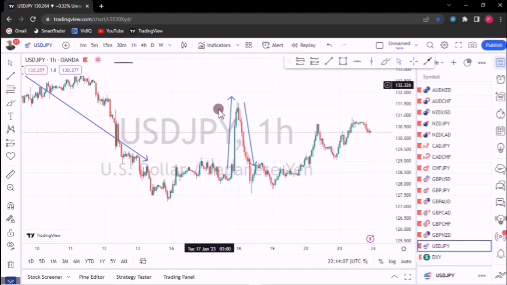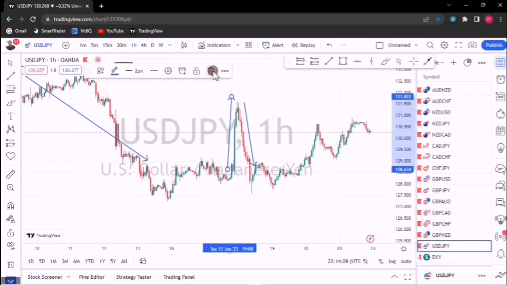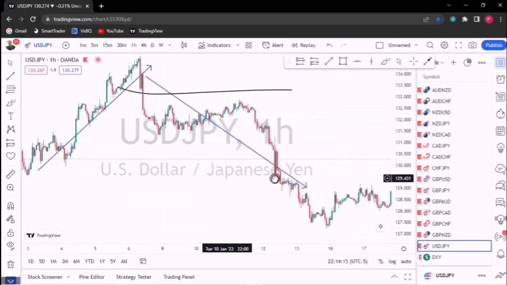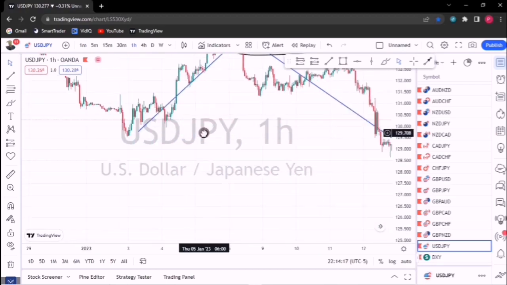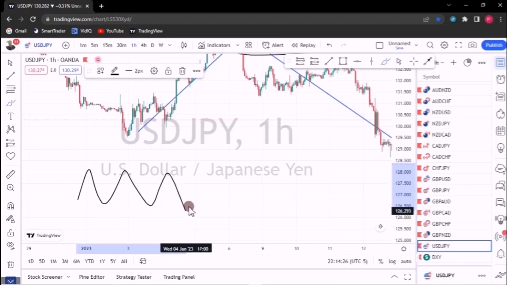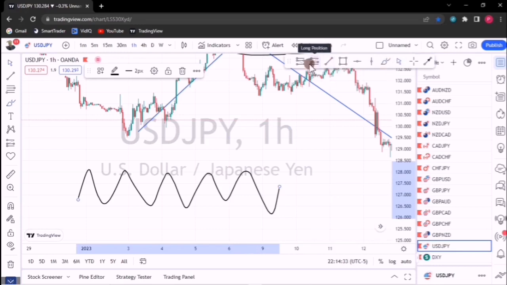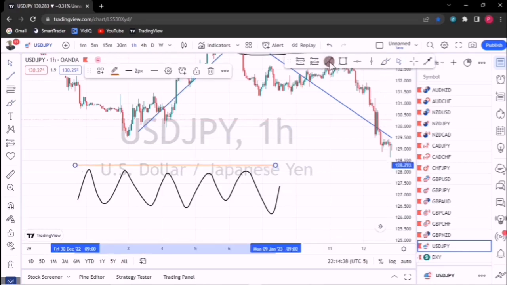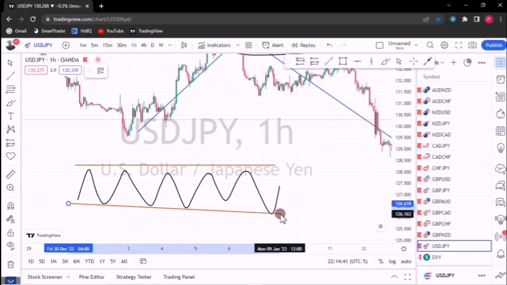the ranging state. You also have the ranging state. Now, an example of the ranging state, it is a situation whereby price is moving sideways. Let me just draw it for you. A ranging state, it's when price is moving like this. Price moves like this. It is ranging, moving sideways in a horizontal channel. So ranging. So right here, price is ranging.